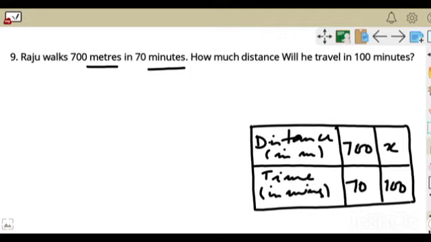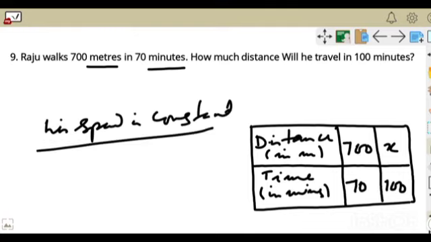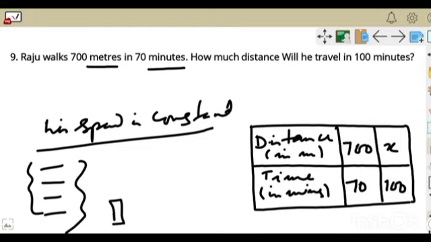Okay, listen here one thing. Let us think that his speed is constant. His speed is constant. Otherwise, we cannot solve this question. The way he walks, the speed, we need to maintain it. Sometimes walking very slowly, sometimes walking very fast, sometimes running, not like that. So here he has to maintain a speed.